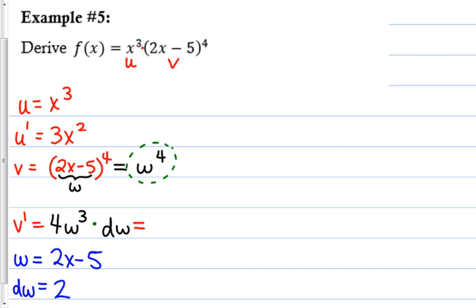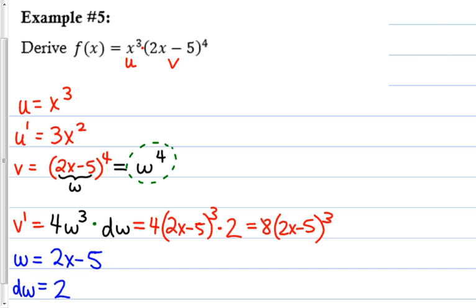I do need to put x's back in here. So 4 times w cubed. Let's see, what is w? 2x minus 5. And that's cubed. Times dw. And that's the derivative of w, which happened to be 2. So that is my v prime. I could simplify it a little, clean it up. The 2 and the 4 become 8. But that's about all I'd want you to do. So there's my v prime.